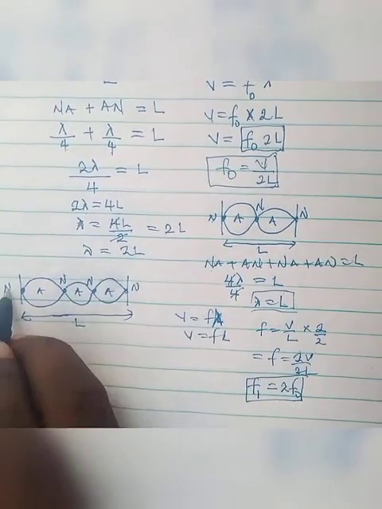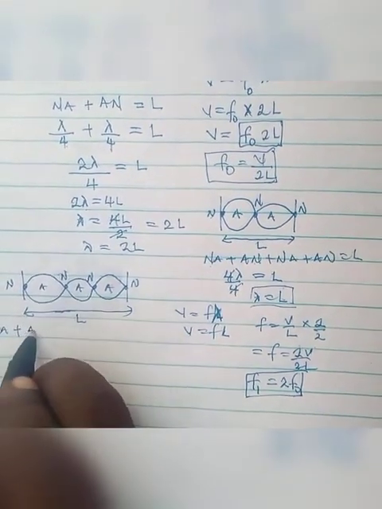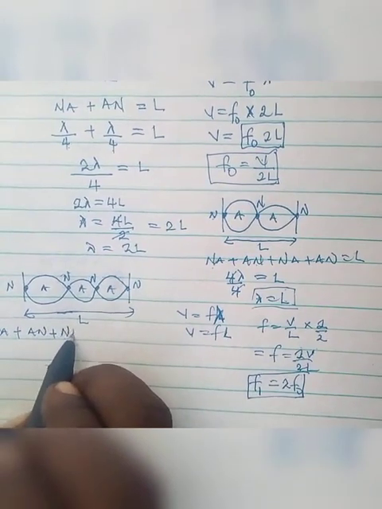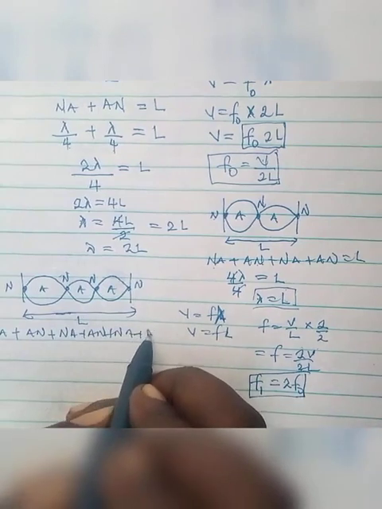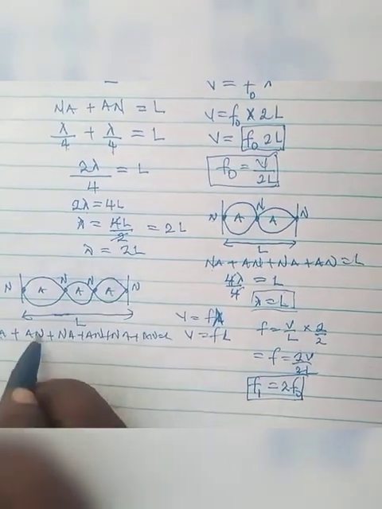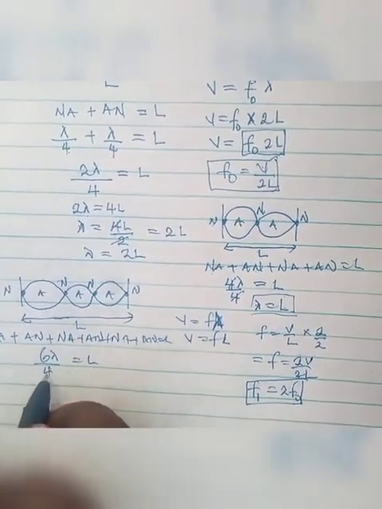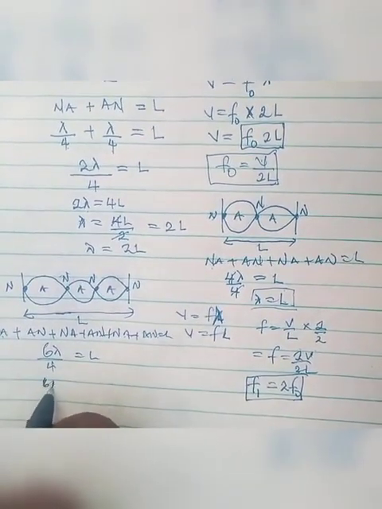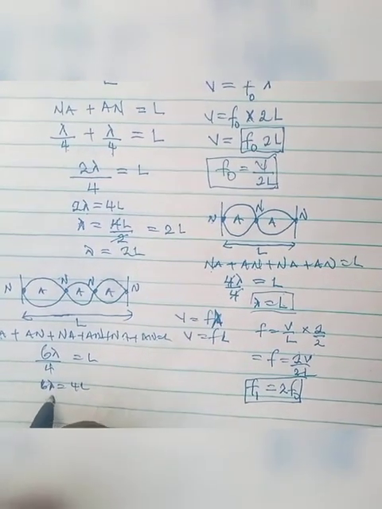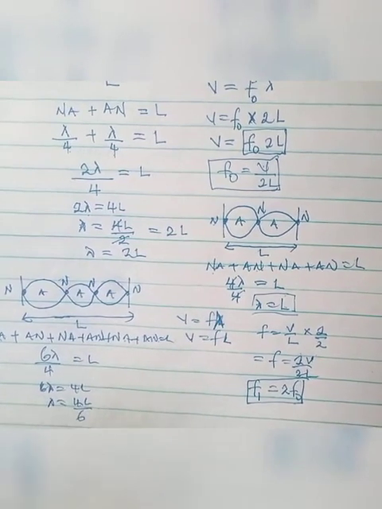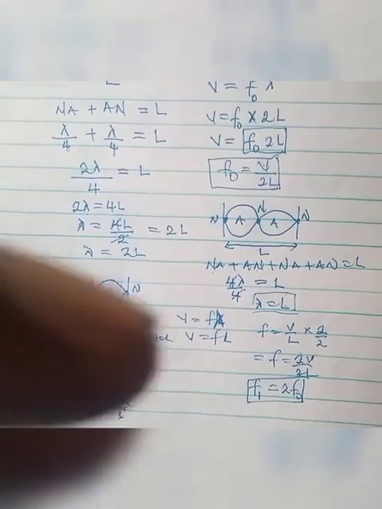If you combine all of them, you see NA plus AN plus another NA plus AN plus NA, then plus AN. Everything here is equal to the length of the pipe. If you add all of them, they are just 6 in number. It becomes 6 lambda over 4, and that's equal to L. If you cross multiply, 6 lambda becomes equal to 4L. Therefore, lambda should be equal to 4L divided by 6. If you cancel by 2, you have 2L over 3. Okay, so this is the wavelength.